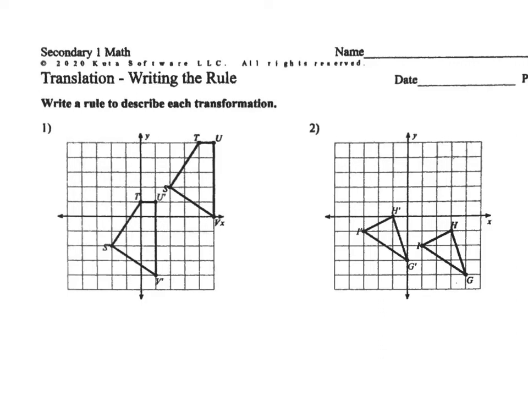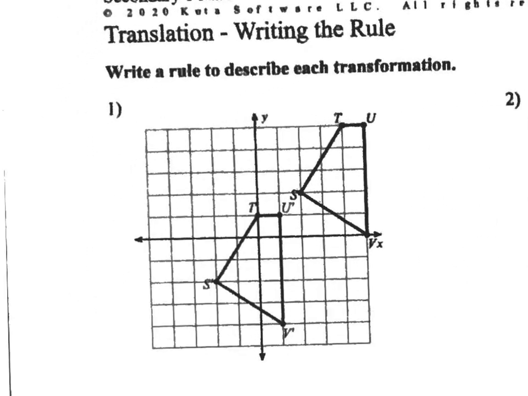So now let's take a look here at translations, but this time we don't have the rule. We need to find it. So the first step in doing so is to look at the original image. Now we've got to find that, and it's going to be the one without the primes, without the apostrophes near those letters. And so let's take a look here at our first one.